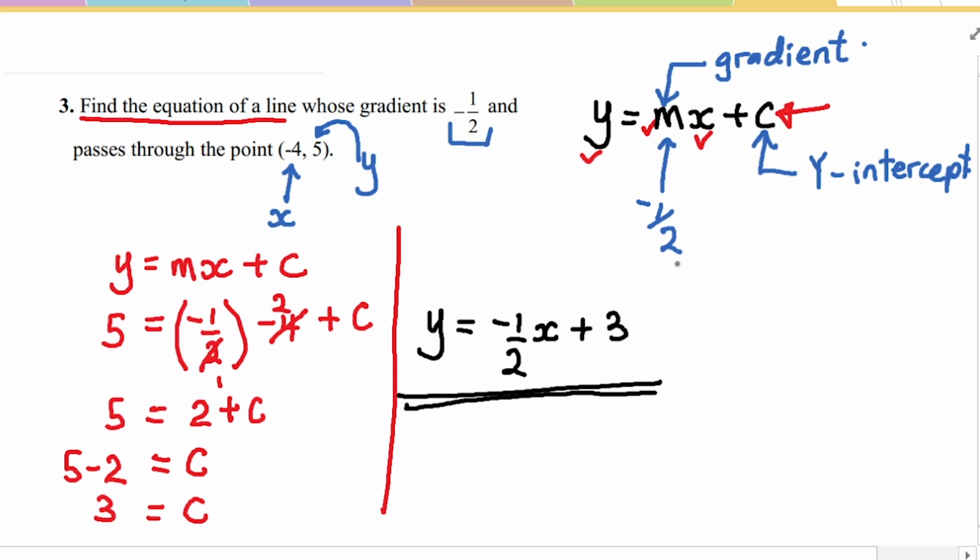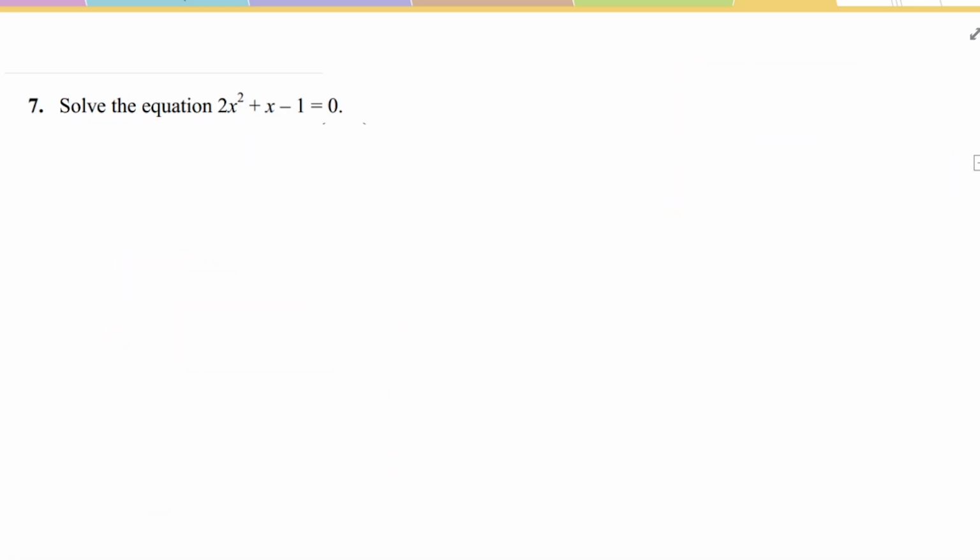So we've gotten the equation. Moving on. Solve the equation 2x squared plus x minus 1. Now this is a quadratic equation: 2x squared plus x minus 1. We are going to solve that equation by factorization. Solving the equation means they want us to find the value of x. To solve by factorization, we begin by splitting this middle term. Right now there are 3 terms: there is this, there is that, there is that.